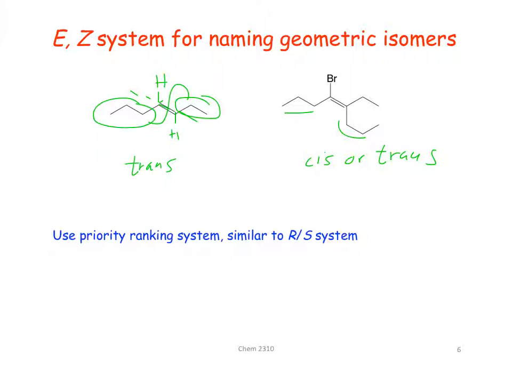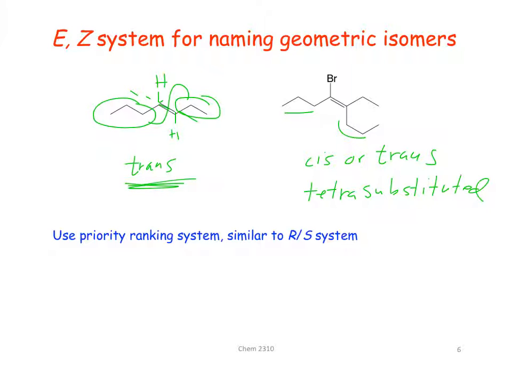So cis and trans are terms that describe the relative positions of 2 groups. In this case we have 4 groups, and so it really doesn't work well for that. This would be what we'd call a tetrasubstituted alkene. Anything more complicated than the one on the left here, we're going to use this new system.